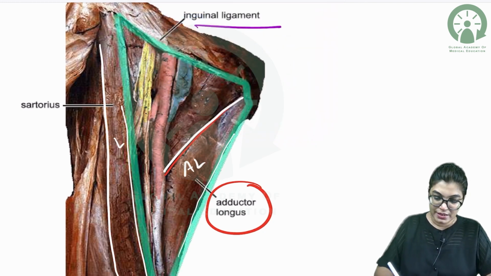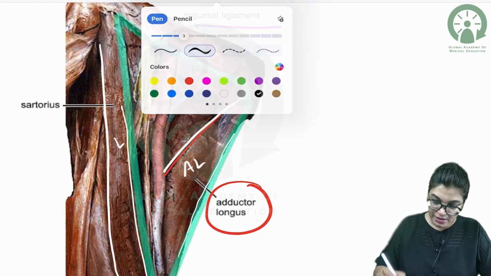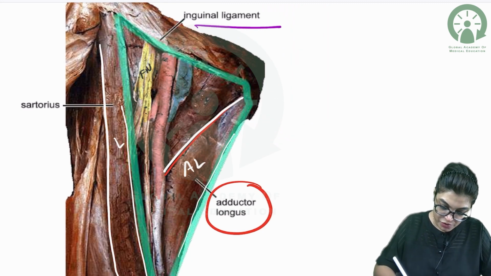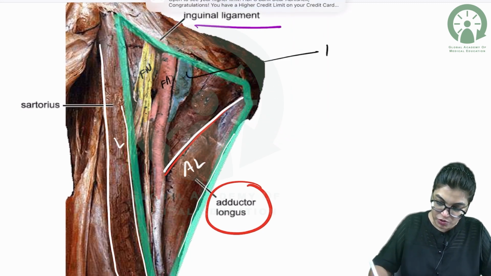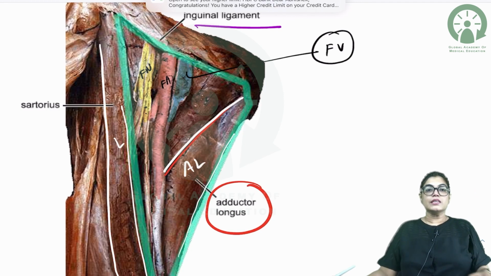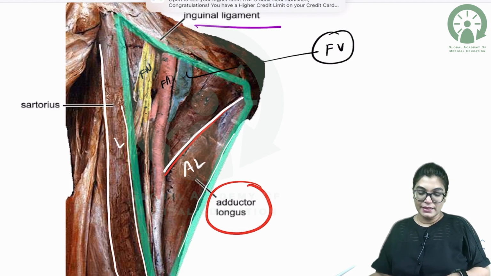So, 3 important contents. Let me just write here. This is femoral nerve, this is femoral artery, and this is the femoral vein. Okay, so these are the 3 contents which is also highlighted in this image.